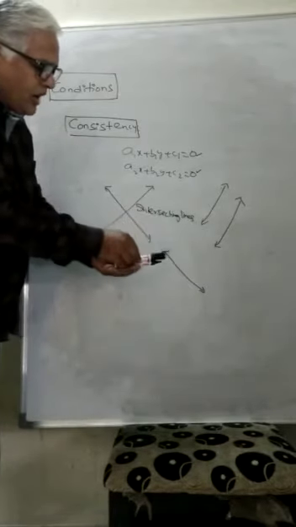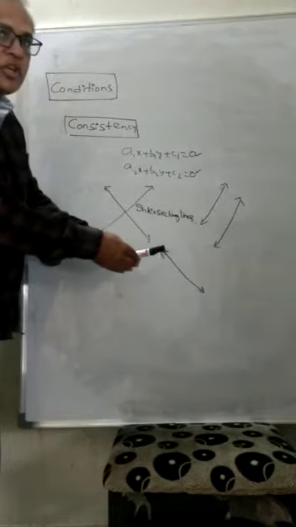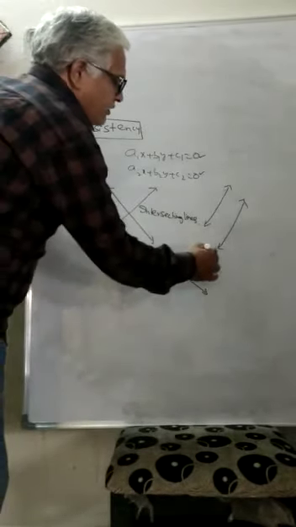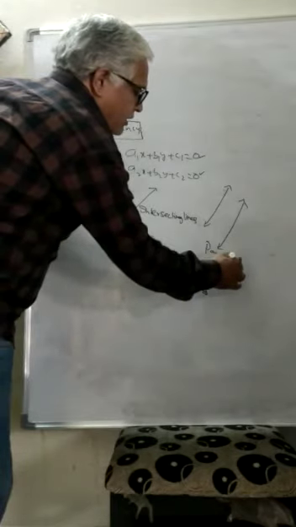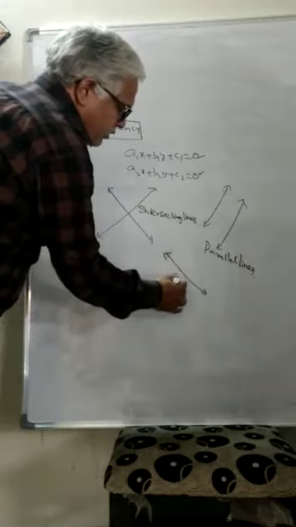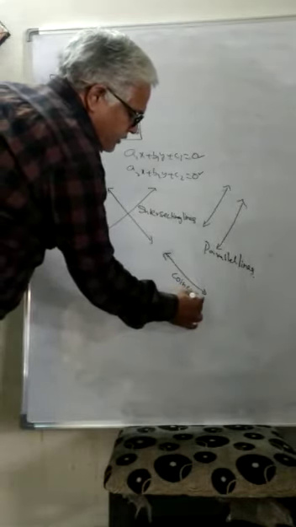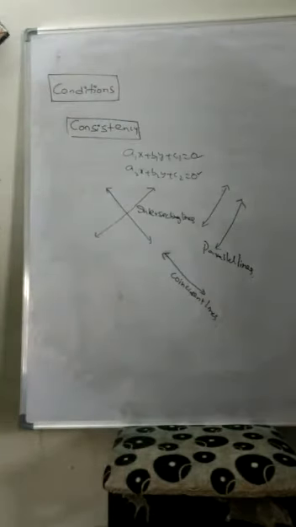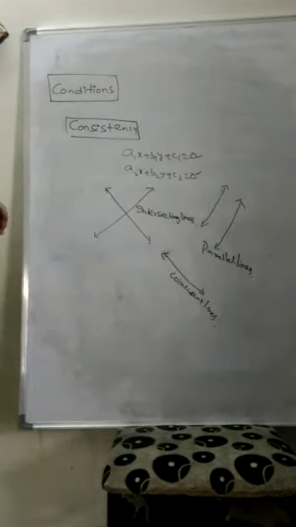One line overlapping with the other. There is no distinction between the lines. They are one and the same line. These are parallel lines. These are coincident lines. People should know the vocabulary also, the wording also.